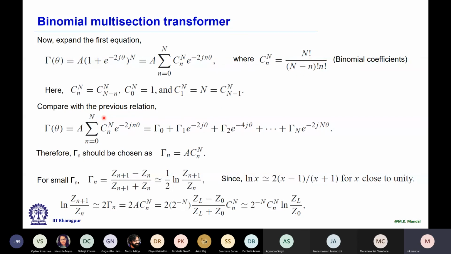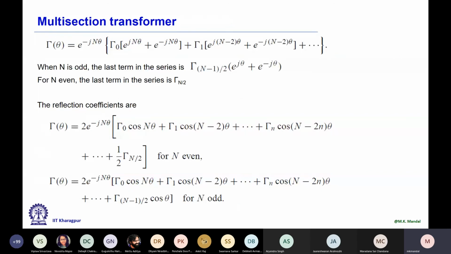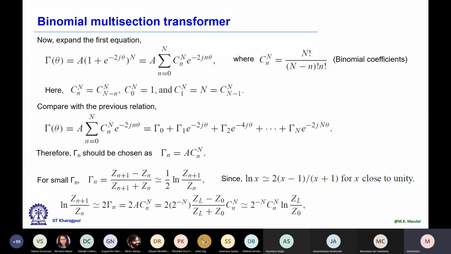Now we use that relation which we derived here for the multi-section transformer. We are going to utilize this relationship now. So we can express or equate this with this term, as we did here, this term, right?